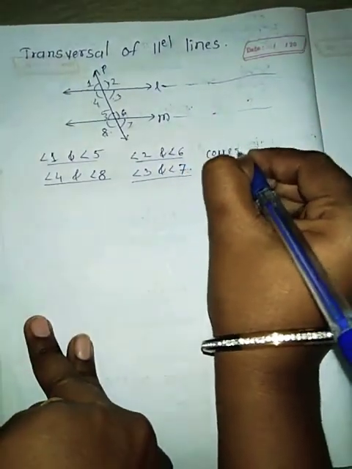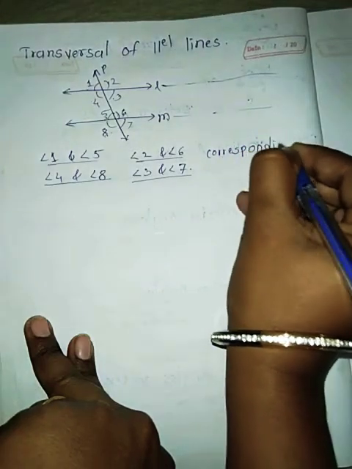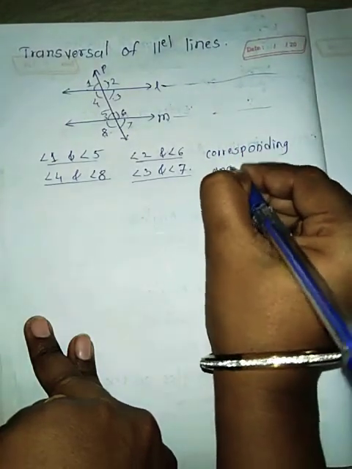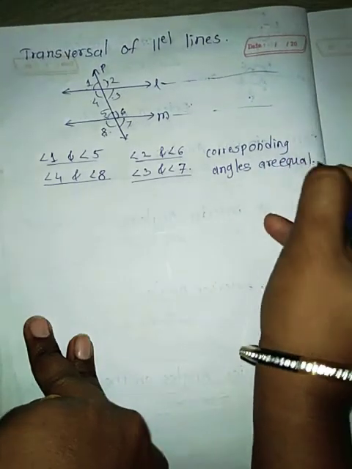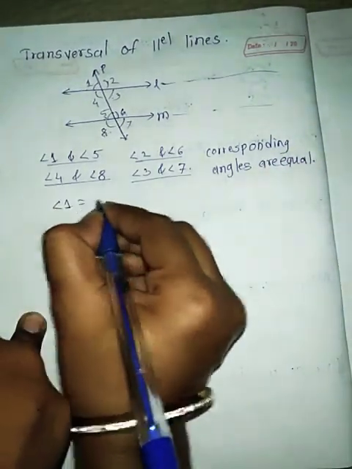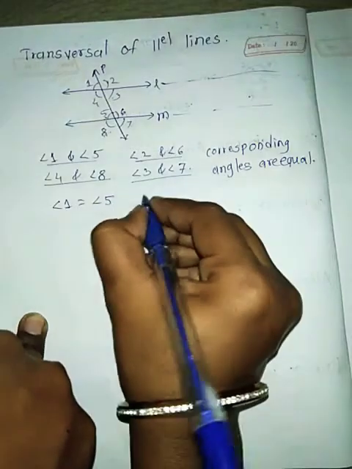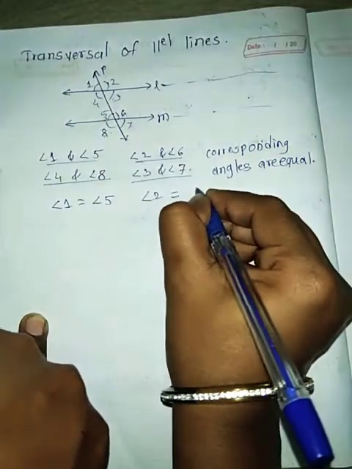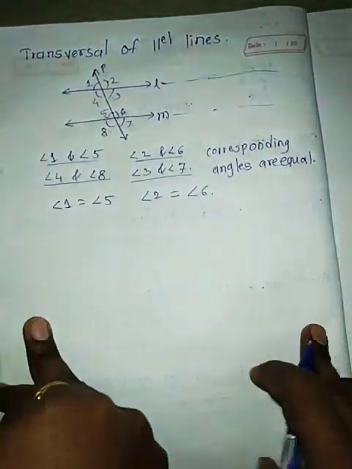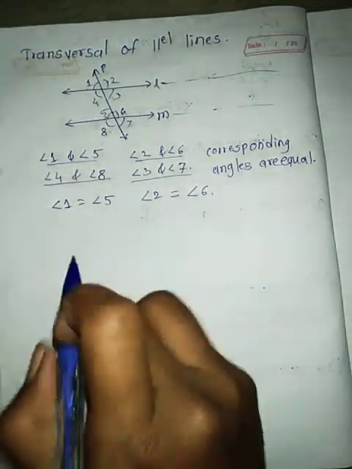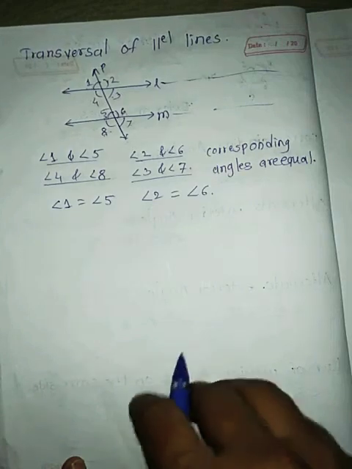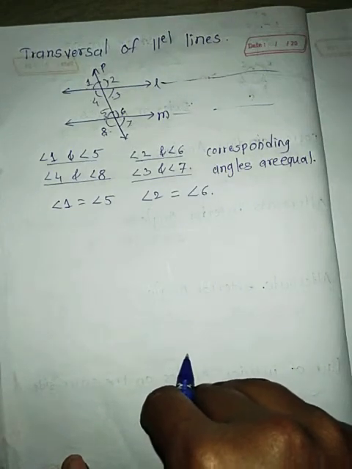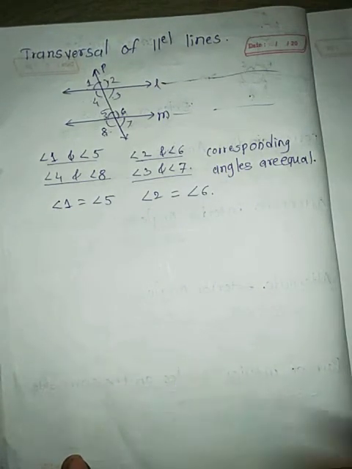So corresponding angles are equal. That means angle 1 is equal to angle 5, and angle 2 is equal to angle 6. If angle 1 measures 60 degrees, then angle 5 will also measure 60 degrees. That is nothing but corresponding angles being equal.